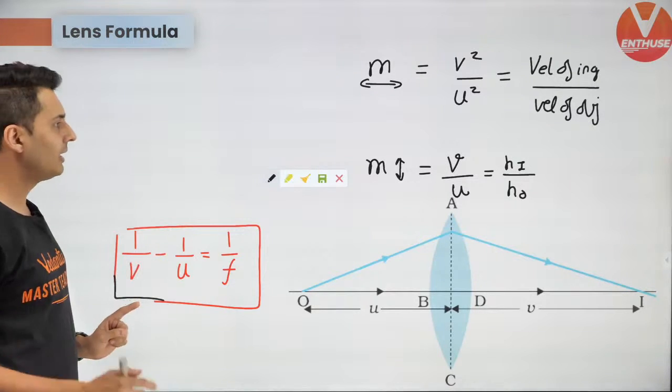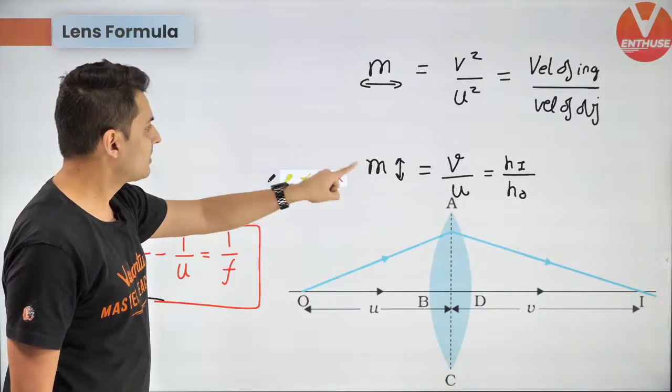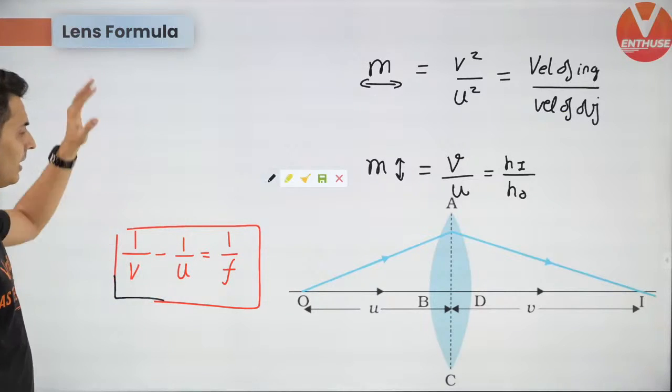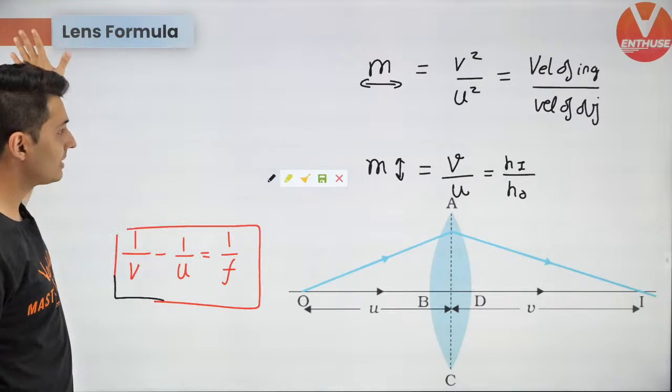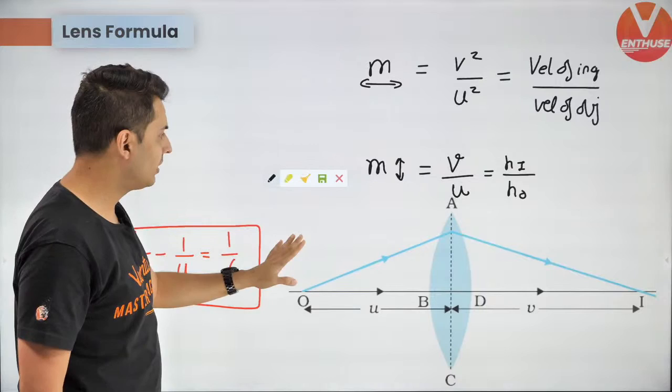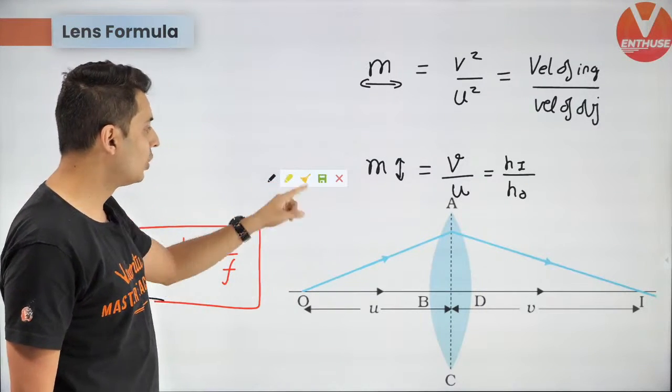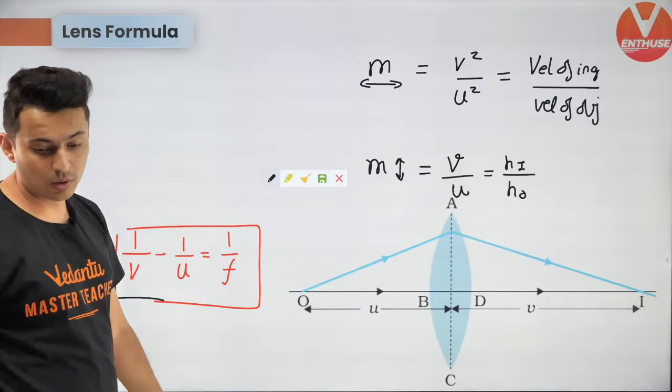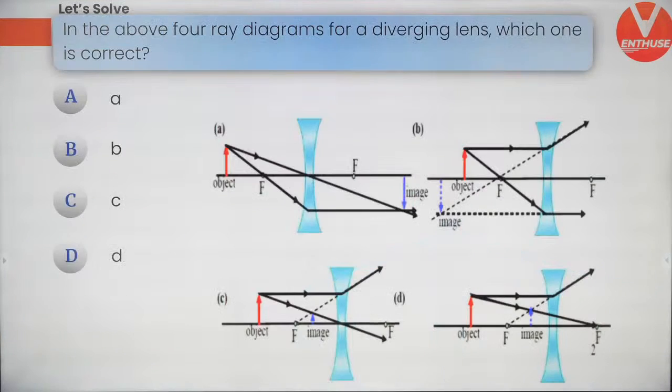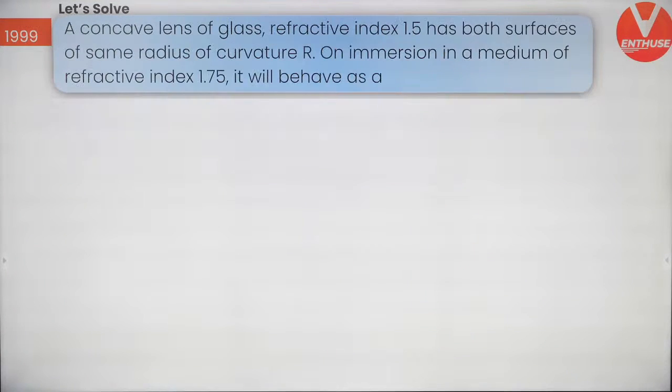Okay, so let's get going with the next part. So this was magnification formula, mirror formula, lens formula, lens maker formula. Everything has been done over here. So let's get going with questions now. Let's see that question right now over here.